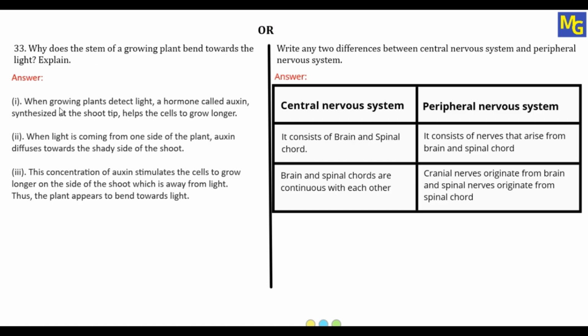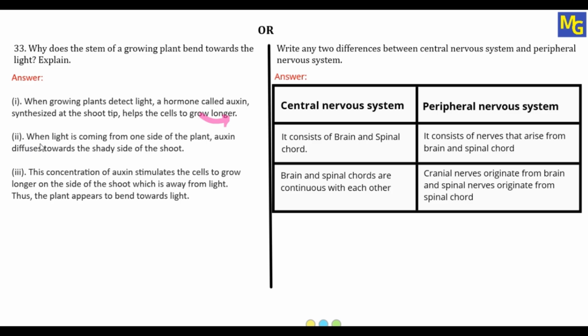So the answer is: when growing plants detect light, a hormone called auxin, synthesized at the shoot tip, helps the cells to grow longer. As we know, there are many hormones present in the plant which help with many of its functions, like auxin, gibberellin, cytokinin, etc. Here the role of auxin is that it helps growth. When the plant detects light, it starts secreting auxin, and this auxin will help the stem grow longer.